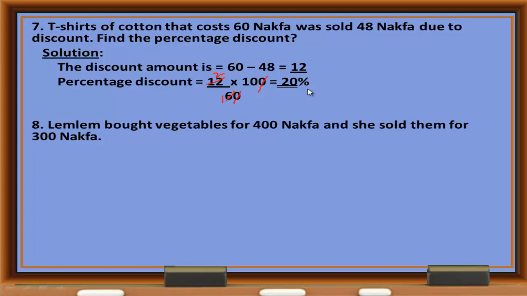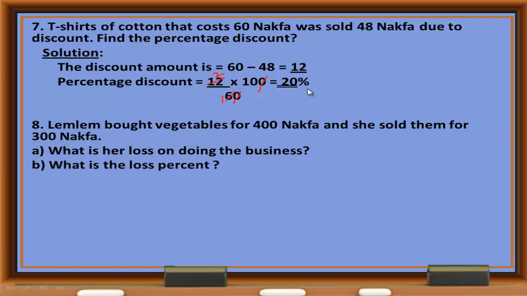Number 8. Lemlem bought vegetables for 400 nafa and she sold them for 300 nafa. A. What is her loss on doing the business? B. What is the loss percent? Solution. Cost price is equal to 400. Selling price is equal to 300. She bought the vegetables for 400 and she sold them for 300. Cost price was 400. Selling price was 300.